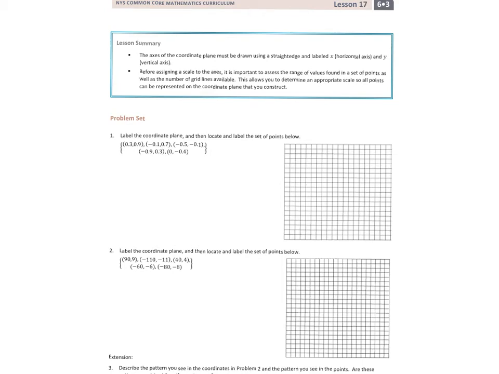Okay, so we are on lesson 17. This is the problem set, and there's just a little review at the top: the axes of the coordinate plane must be drawn using a straight edge ruler, labeled X, Y for the different axes. Then make sure that whatever your points are, you've determined what the scale is going to be, because we had some different scales to look at. So we'll probably have that in the practice too, or the problem set. Label the coordinate plane and then locate and label the sets of points below.